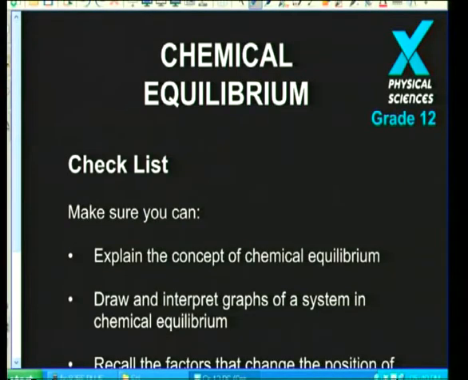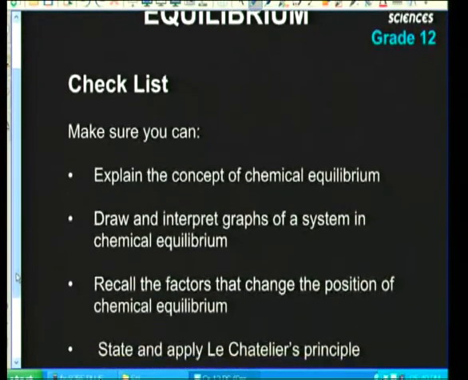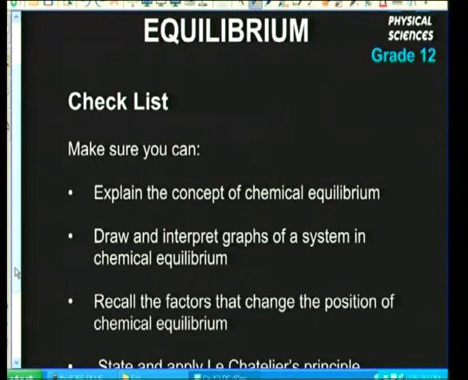Let's get going in terms of seeing what you need to know about chemical equilibrium. Here's a bit of a checklist for you. Make sure that you can explain the concept of what chemical equilibrium is. So that is a definition of chemical equilibrium, and maybe you might be asked about what conditions a reaction could be in equilibrium, and specifically if the scenario you might be given in a question is in equilibrium.